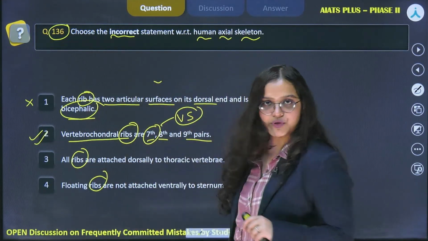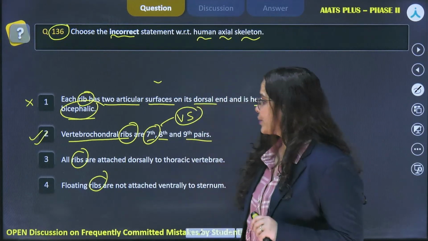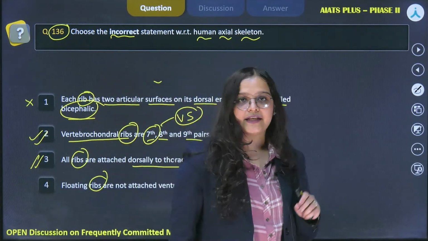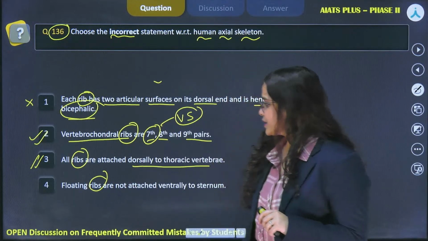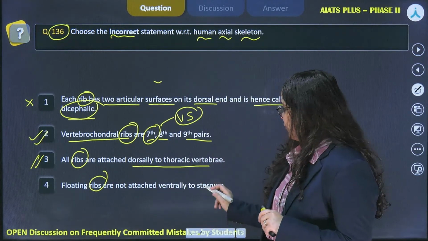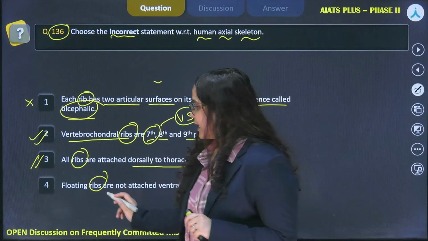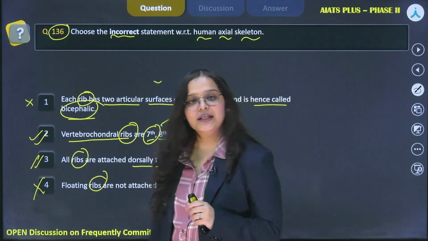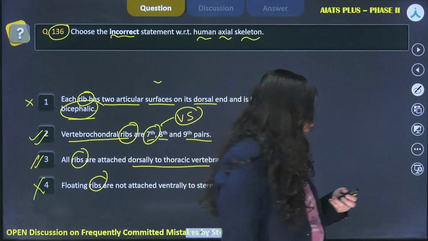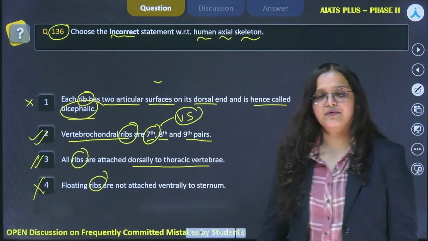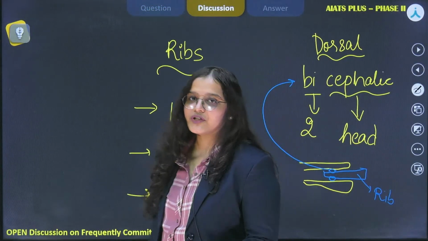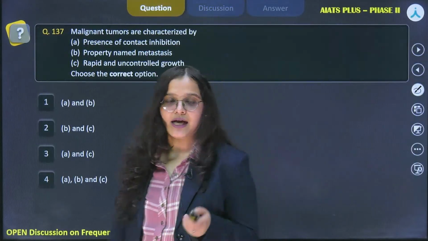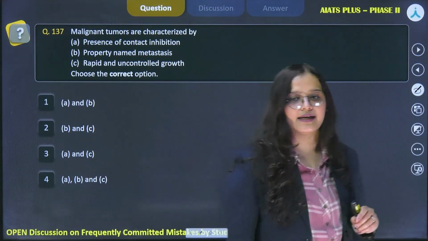But let us read the other options as well. The third option states all ribs are attached dorsally to the thoracic vertebrae, which is true. Then we have the fourth option, which states floating ribs are not attached ventrally to sternum. This is again true, as we already discussed. So we can conclude that the answer we are looking for is option 2, and it was a simple question. We just need to keep the facts on our fingertips to solve such questions, as all the information is given in the NCERT as it is.